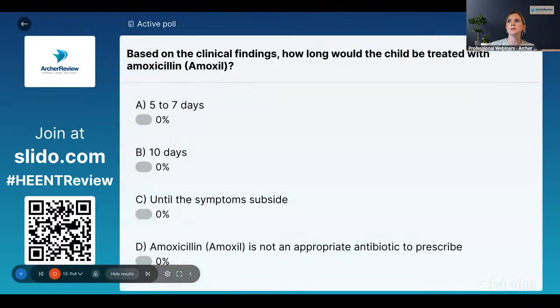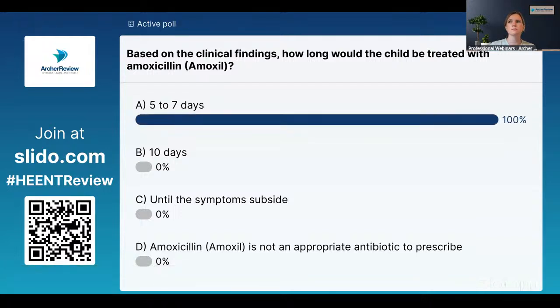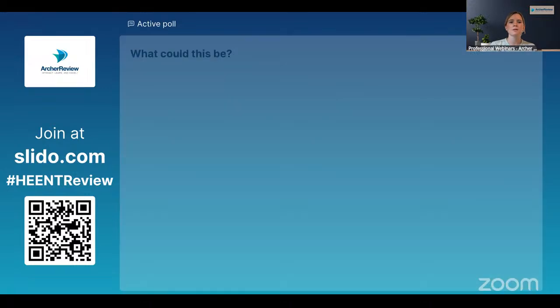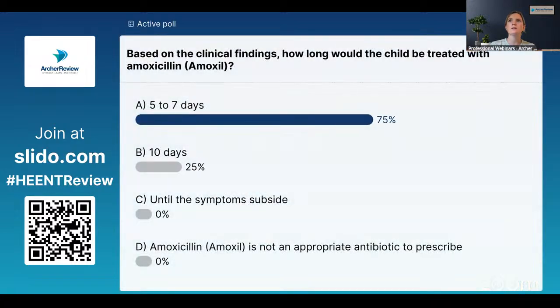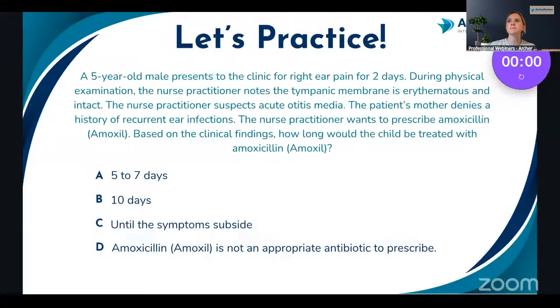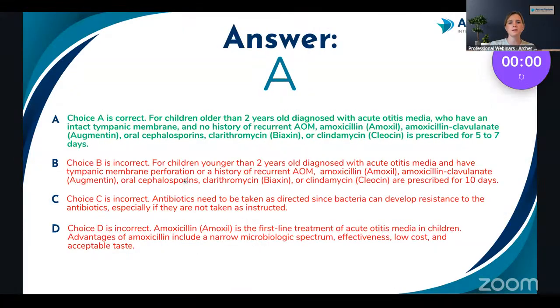Now I'll go to the next one. What do you guys think? Awesome. 5 to 7 days. Any other thoughts? All right. Well, you guys are doing great. The answer is 5 to 7 days.